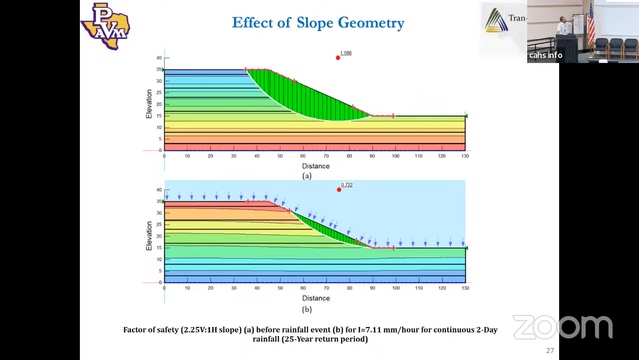But to make the factor of safety more than 2, sometimes you have to make your slope a lot flatter, and you cannot have enough space for the right of way and the frontage roads. So even if we want more factor of safety, we cannot do that. Right?